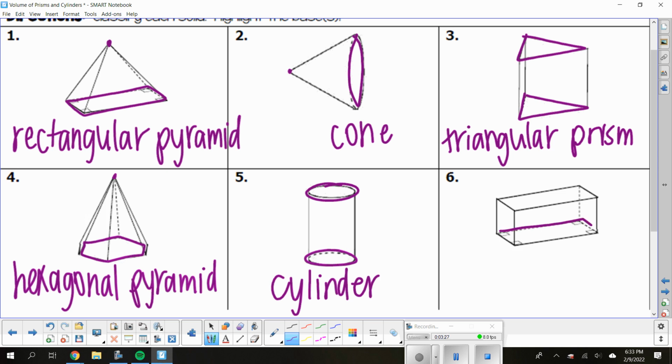Here I have two rectangular bases. That would make it a rectangular. And since I have two, a rectangular.